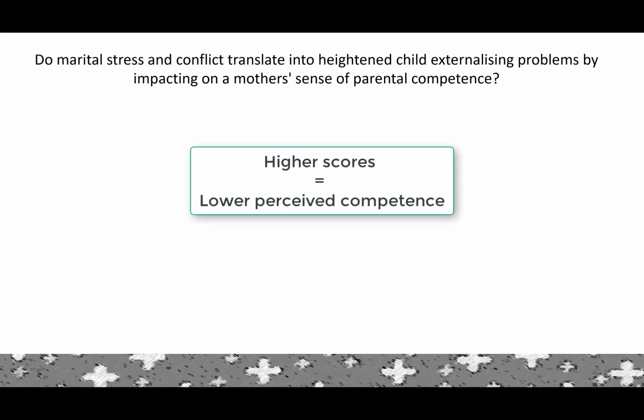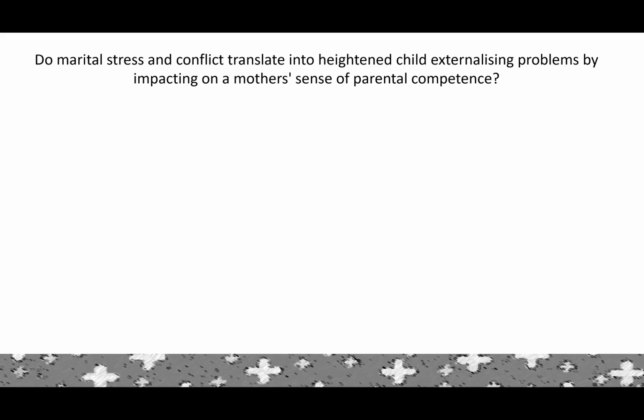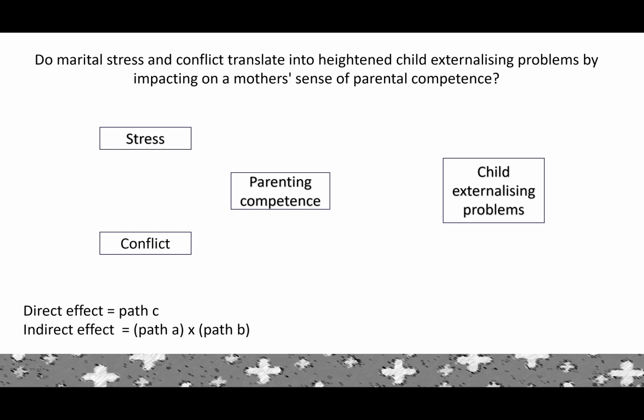Do marital stress and conflict translate into heightened child externalizing problems by impacting on a mother's sense of parental competence? So now that we have a research question, we would probably want to draw a diagram, and in that case it would look like this. These would be the variables, and you would need some arrows going from stress and conflict to perceived parenting competence, and from parenting competence to child externalizing problems as well. And then we would also have some direct effects perhaps. So let's have a go and set up the input file.